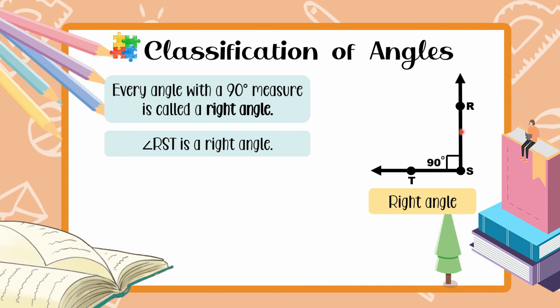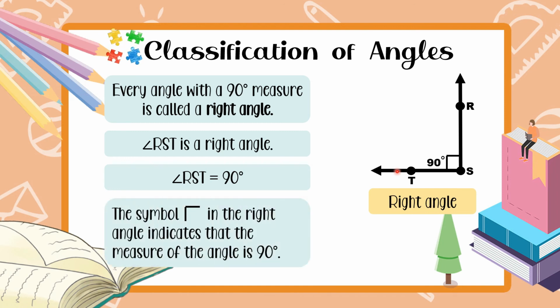So, we have angle RST. Okay? And it is a right angle. So, si angle RST is 90 degrees. So, kapag meron kayong right angle, automatic, the measurement is 90 degrees. The symbol, okay, yung parang pa-square, okay, so this symbol in the right angle indicates that the measure of the angle is 90 degrees.